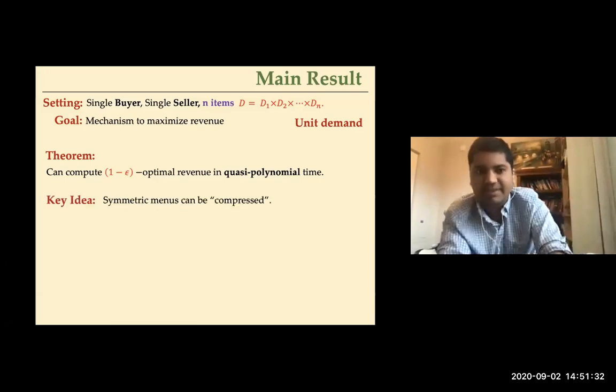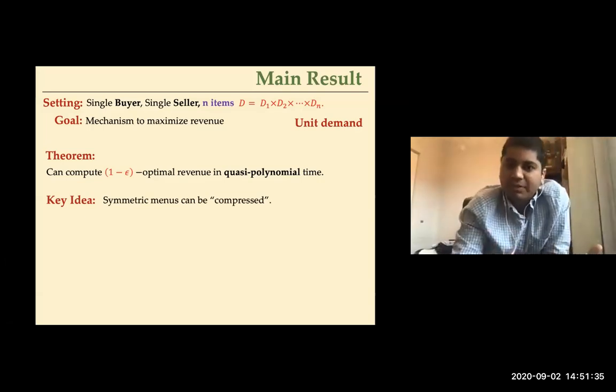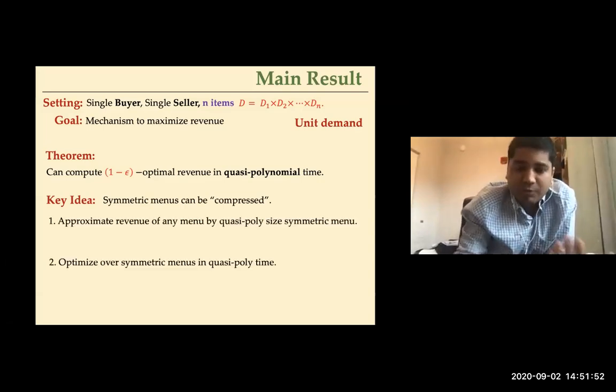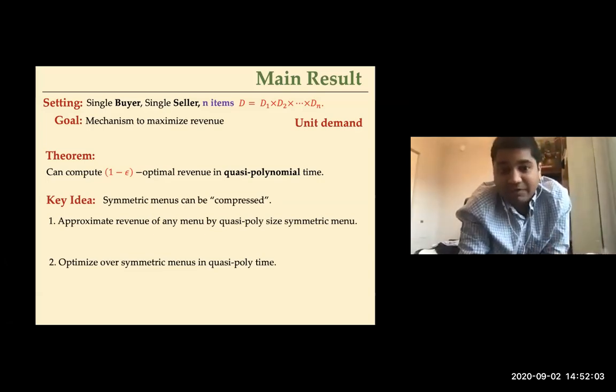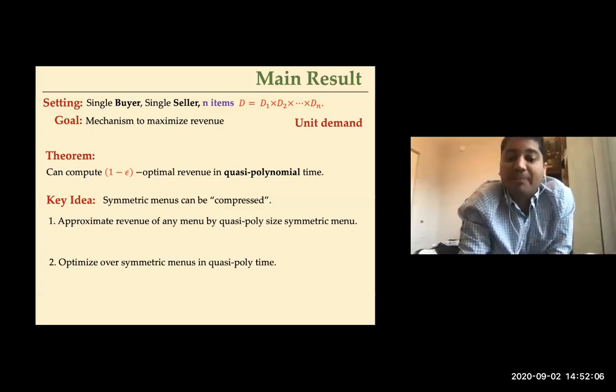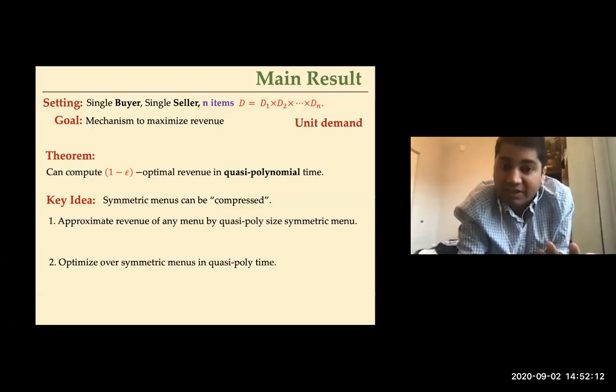And in some sense, that brings us to the key idea in this work, which is to define a class of menus which are compressible. And if I have like 3 minutes left, I'm going to explain to you what this idea is in a second. But basically, we're going to look at the symmetric menus, which have a compression property. We can compress them. We will show that, in fact, we can take any menu and approximate it by a quasi-polynomial size symmetric menu. And then, we are going to show that we can use basically an analog of the same LP I wrote before to optimize over symmetric menus in only quasi-polynomial time. So that's the key idea in this, to describe an alternate way to describe a menu.